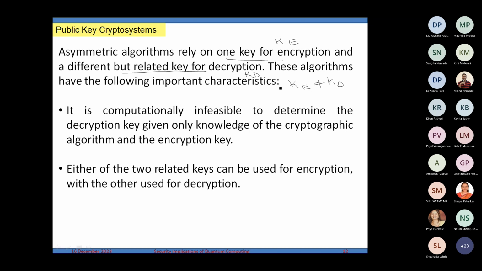By doing this, there are a couple of important characteristics. Number 1, it is computationally infeasible to determine the decryption key. That means when I am encrypting with KE, even I do not know what KD is. Not only me, the attacker obviously should not know what KD is. KD is known only to the receiver.